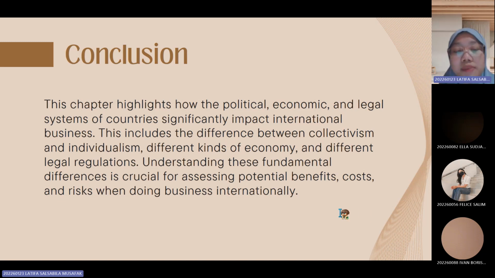So basically, as I've said before, property rights means variation in protection that affects business operations. Product regulations mean safety and liability laws that differ across countries. And contract laws means the legal framework for agreements that can vary significantly between countries.